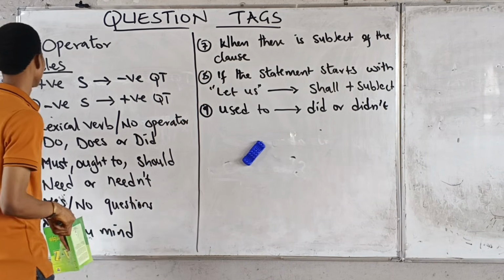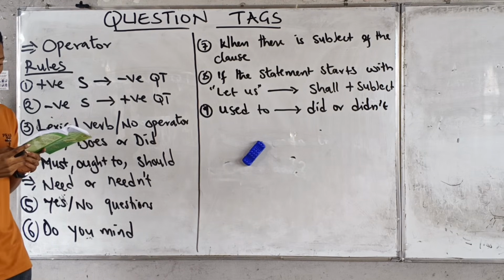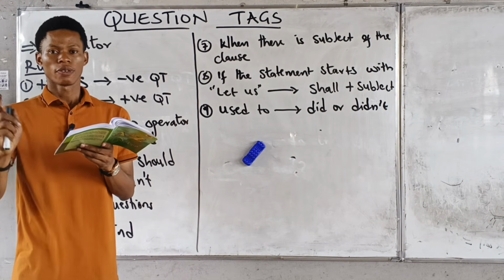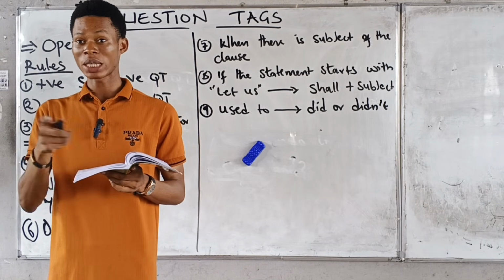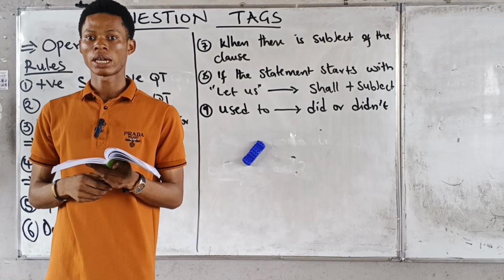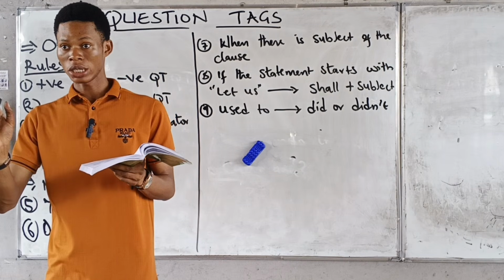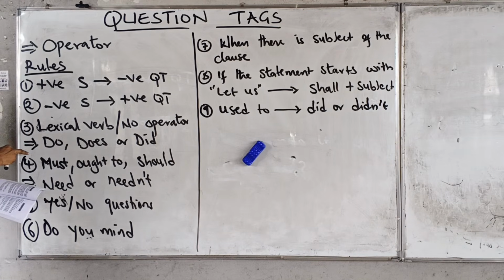So that's the first rule. Positive statements will go with negative question tag, and negative statements will go with positive question tag. For example, "he cannot beat me." "He cannot beat me" is negative, right? What will be the question tag? "Can he?" You see now, "can he?" He cannot.